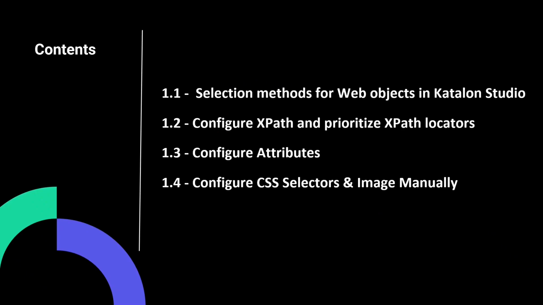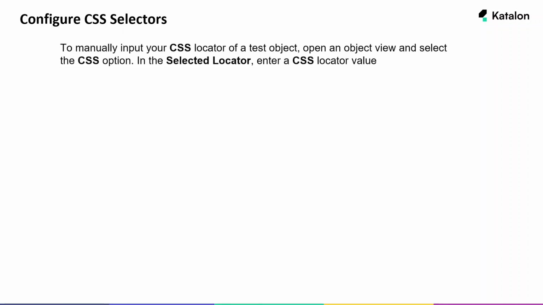As part of section 4 in chapter 1, you will learn how you can configure CSS selectors and image manually. To manually input your CSS locator of a test object, you need to open an object view and select the CSS option. So in selector locator, you need to enter a CSS locator value.